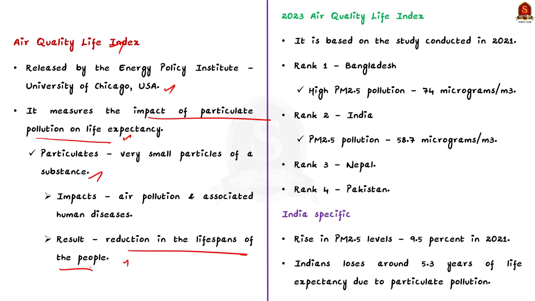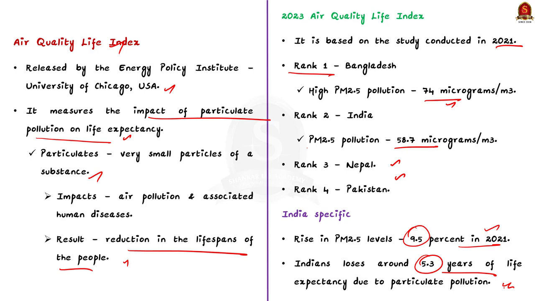Now coming to the 2023 Air Quality Life Index. First of all, note that the 2023 index is based on the study conducted in 2021. In the 2023 index, Bangladesh has topped the list with the highest PM2.5 pollution of around 73 micrograms per meter cube. India is placed in the second place with PM2.5 pollution of around 58.7 micrograms per meter cube. Then Nepal and Pakistan have occupied the third and the fourth place respectively. See, in India, the PM2.5 levels have risen by around 9.5% from the 2021 level. Due to this, Indians lose around 5.3 years of life expectancy due to particulate matter alone.